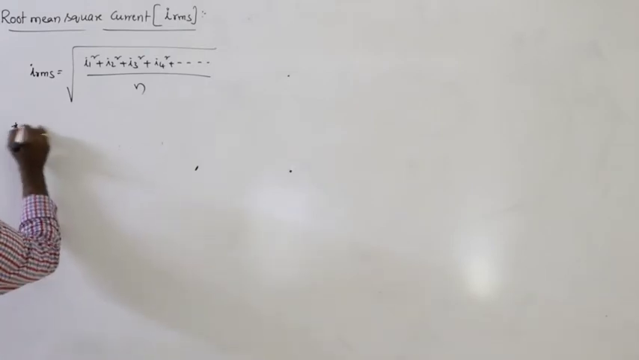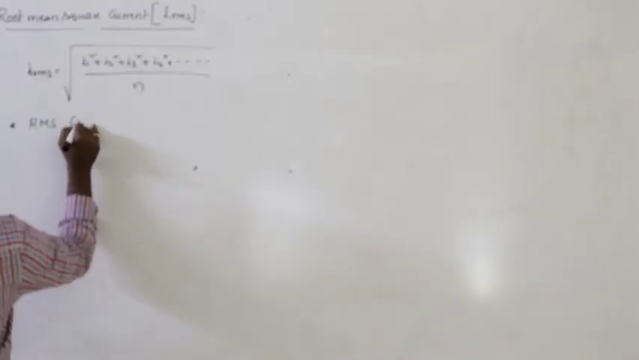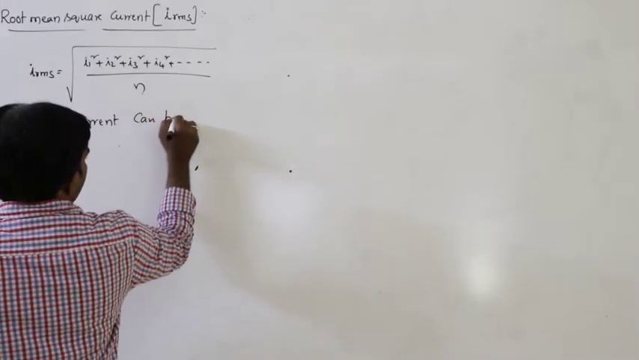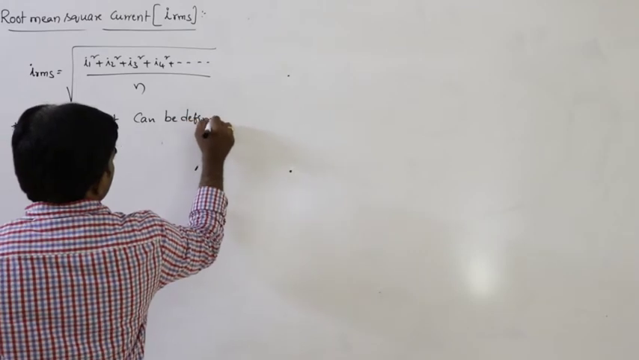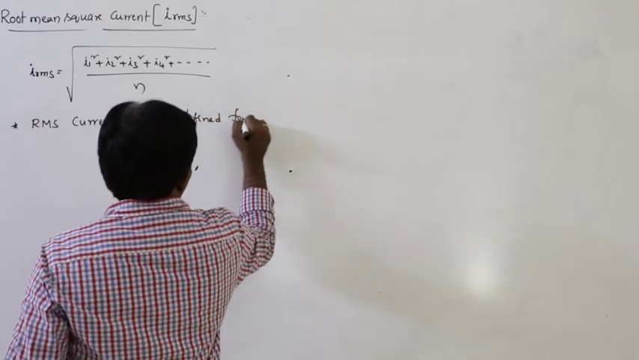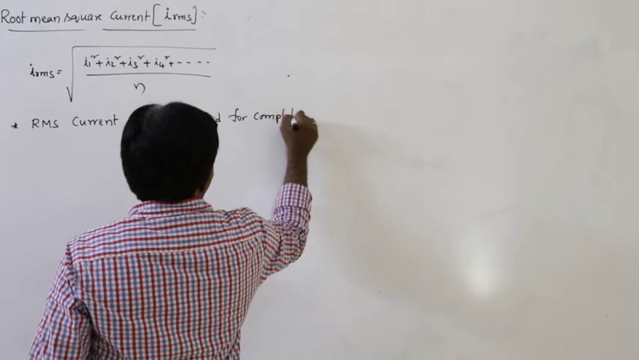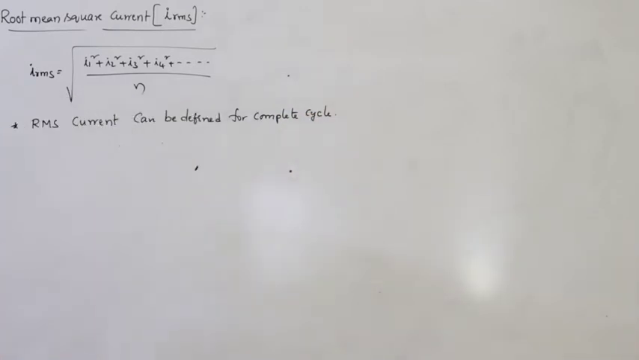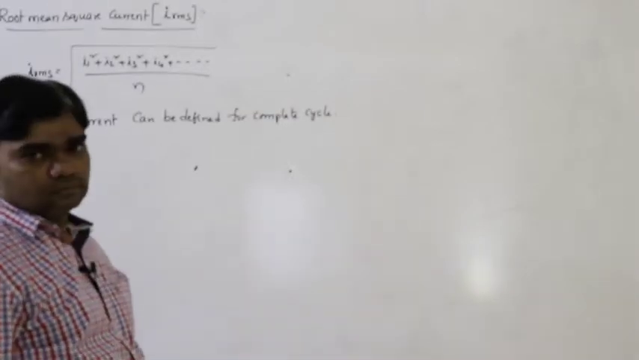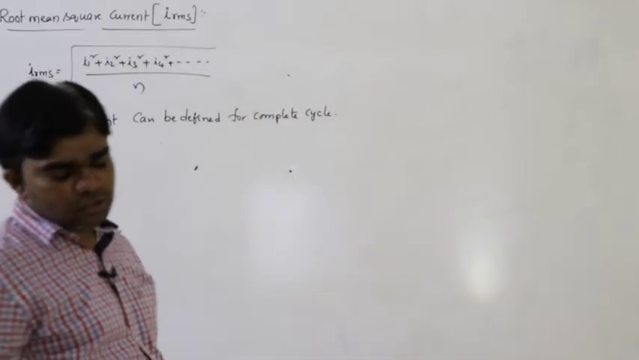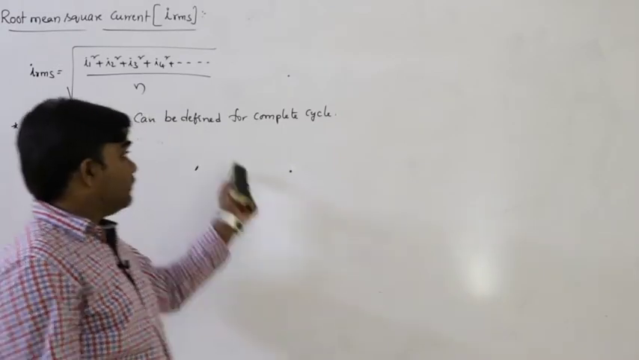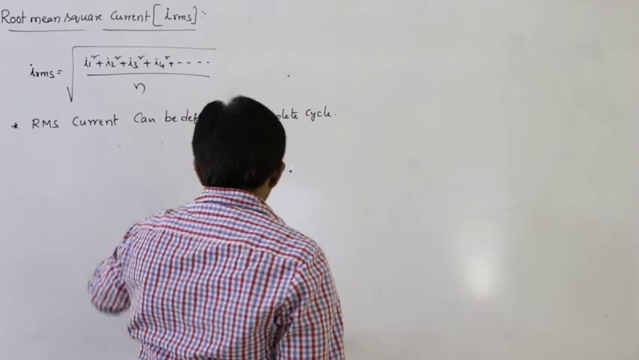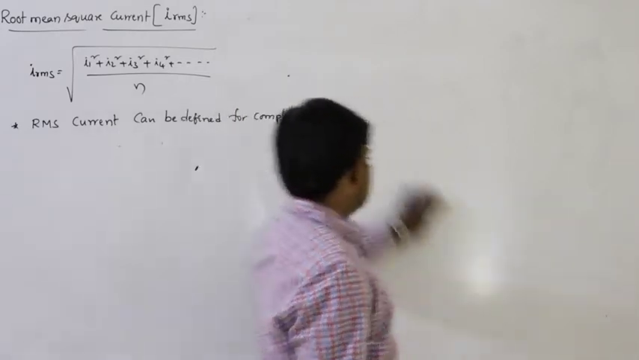RMS current can be defined for complete cycle, not for half cycle, not for positive half, not for negative half. It is defined for complete cycle. So this is the situation.